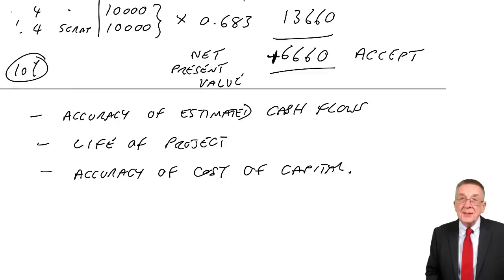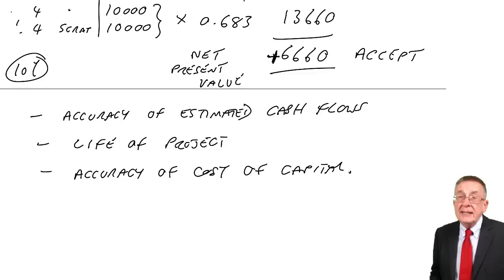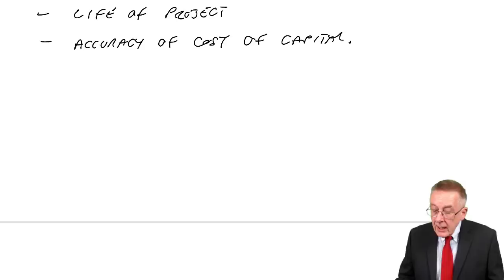But it may be 11%, it may be 12%. If it's different than 10%, the net present value would be different. Again, provided it was still positive, we're happy to go ahead. But if it ever turned out to be negative, we'd have made the wrong decision. What else? Something a lot of people don't realise, but is a factor.